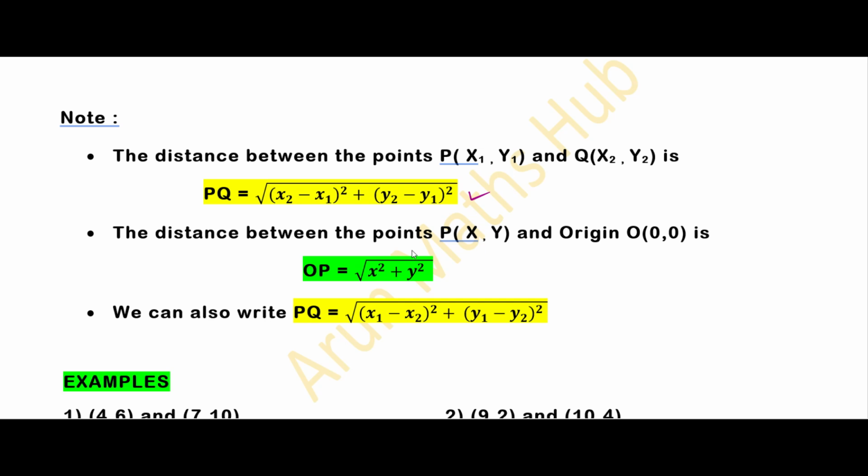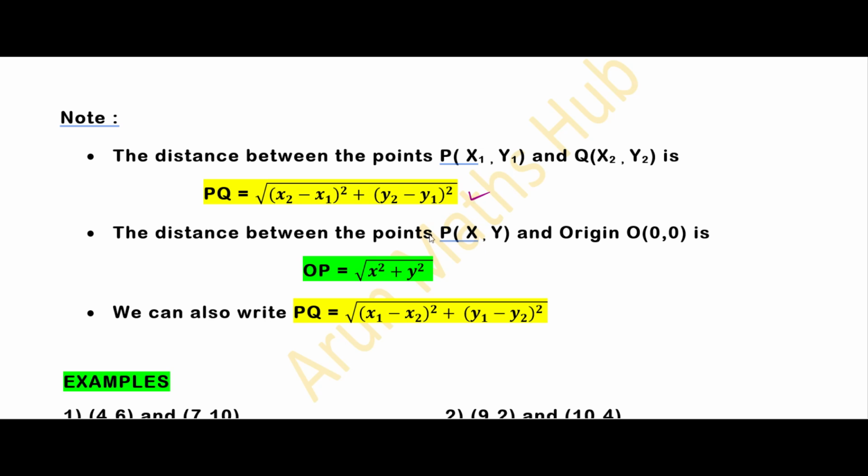In the same way, the distance of the point P of x comma y from the origin will be just OP equals square root of x square plus y square. If we substitute the origin coordinates in this distance formula, we get OP equals square root of x square plus y square.